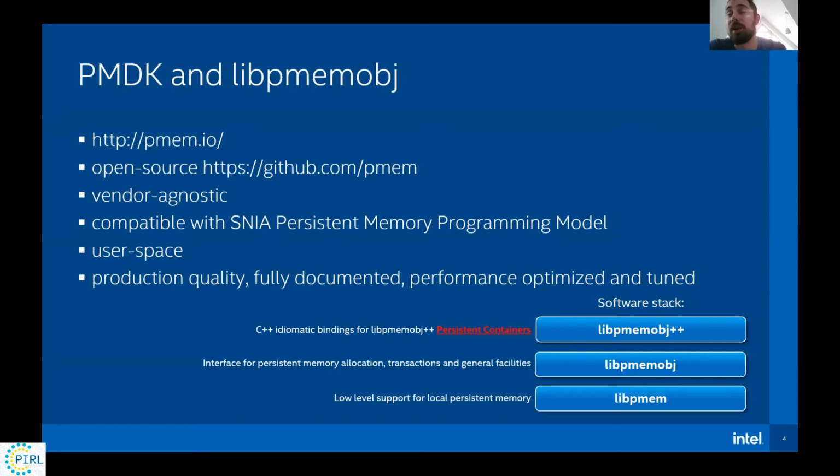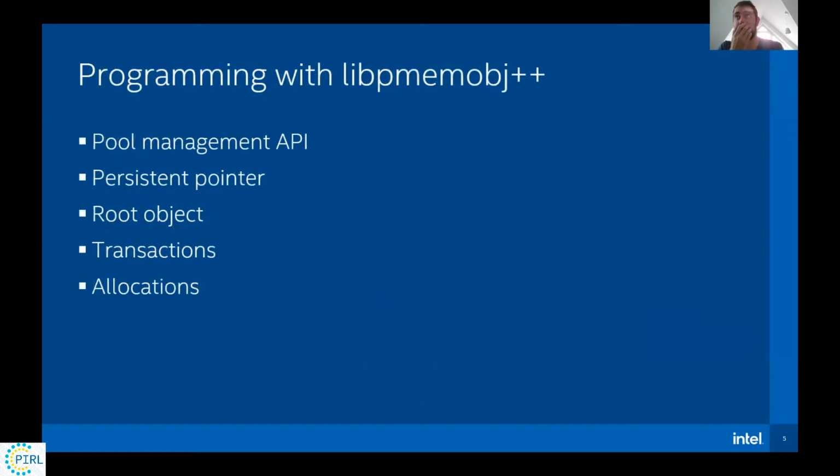PMDK is a vendor agnostic, open source, performance optimized and tuned set of libraries, which abstracts away some of the low-level architecture details, like cache flushing instructions, for example. This presentation will be about the library called libpmemobj-C++, which is a C++ bindings library for the library written in C, libpmemobj. Now I will describe briefly the main features of this library.